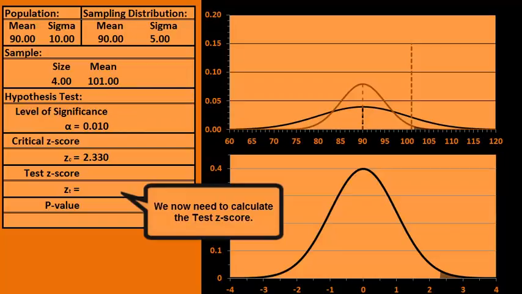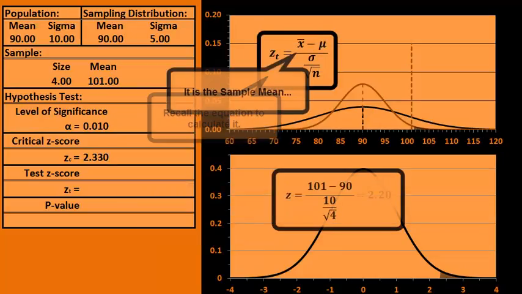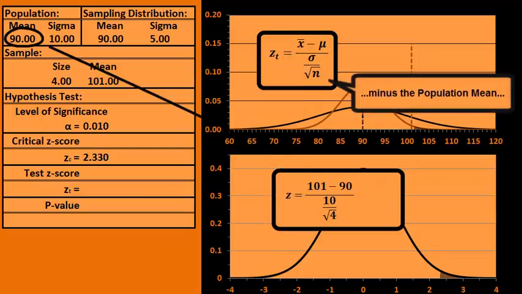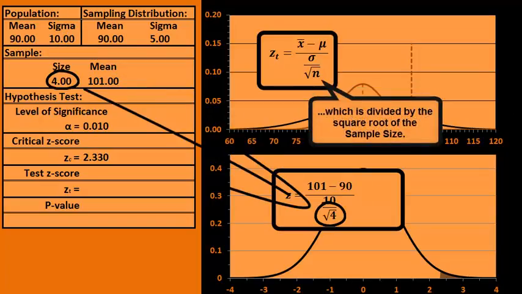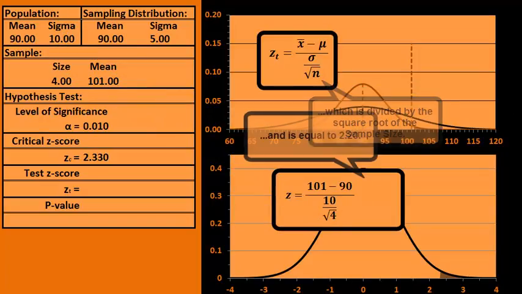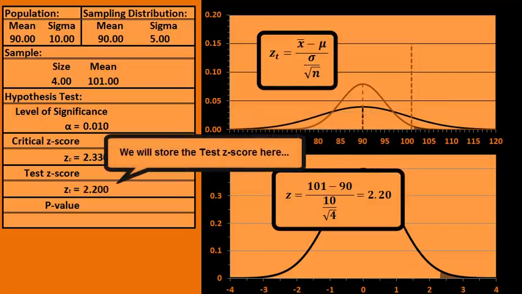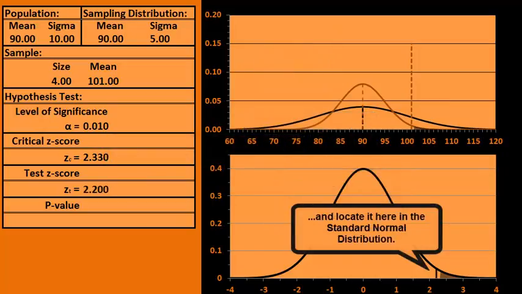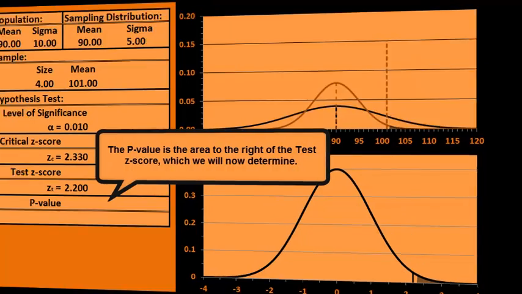We now need to calculate the test z-score. Recall the equation to calculate it. It is the sample mean minus the population mean divided by the standard deviation of the population, which is divided by the square root of the sample size, and is equal to 2.20. We will store the test z-score here, and locate it here in the standard normal distribution. The p-value is the area to the right of the test z-score, which we will now determine.